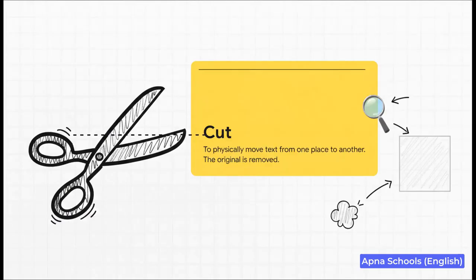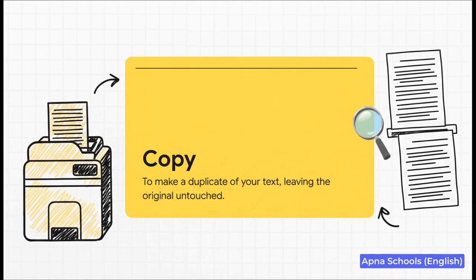Let's talk about cut first. I want you to think of this like taking a pair of digital scissors to your page. When you cut something, you are literally snipping it out of its current spot. It disappears from where it was because you're about to move it. The original is gone. And then you've got copy. This one is like a digital photocopier. When you copy text, the original paragraph stays right where it is. Totally safe. You're just creating a perfect clone of it, an identical twin that you can then go place somewhere else.